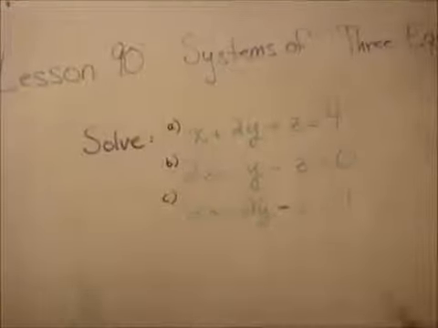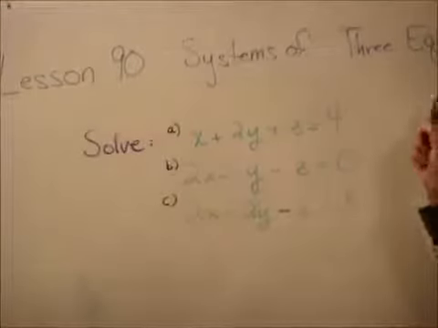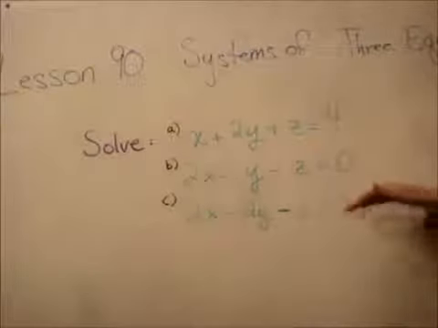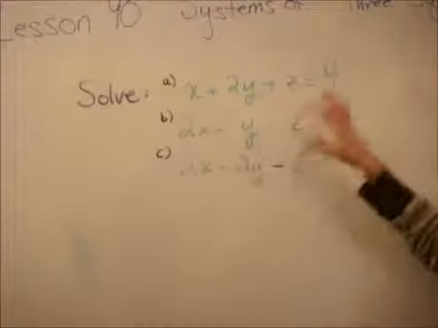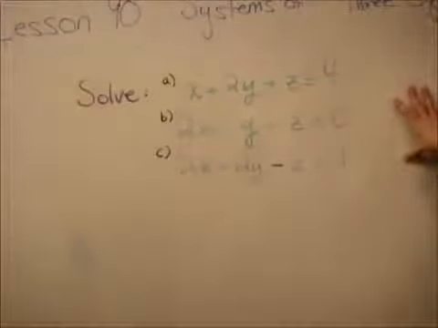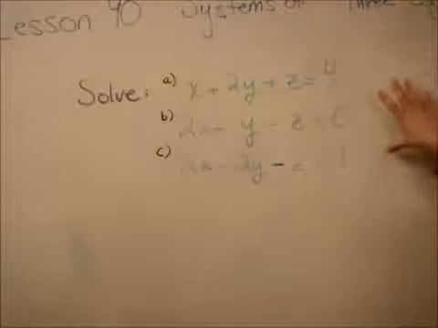Ready? Go, yeah. We're going to do lesson 90, systems of 3 equations. We have 3 equations with 3 unknowns, and we have to find x, y, and z. Whatever we find for x, y, and z will make all of these true. This is very similar to when we did solving 2 equations with 2 unknowns.